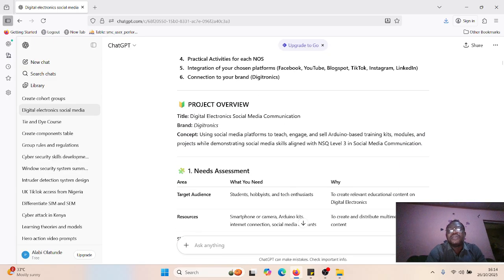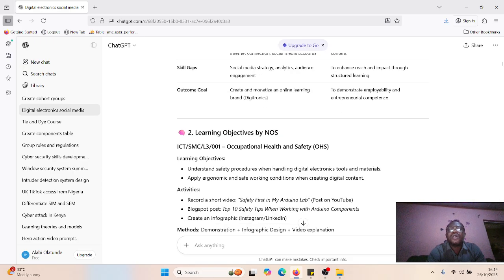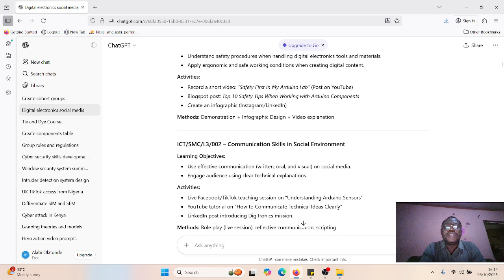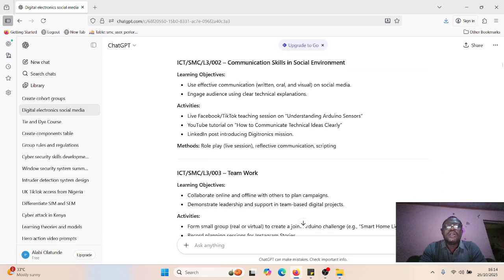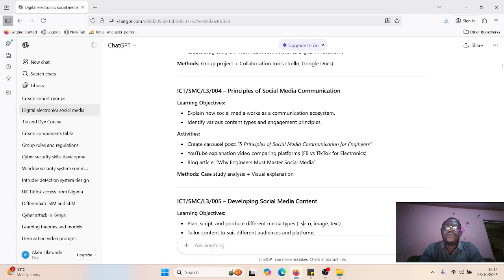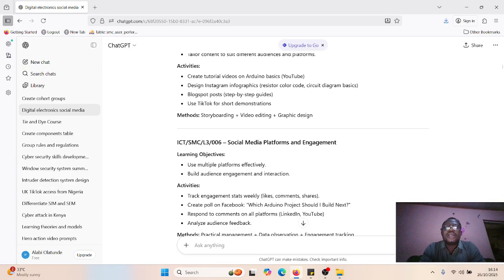Now, ChatGPT broke it down for me. These are the names of my assessment: target audience, resources, key gap. They are the outcome goal, based on my learning, and it was able to spell out my learning objective according to what I have in the NOS. You see, from the LMS, Unit 1 is Health and Safety, Communication Skill, Unit 3 is teamwork, Unit 4 is Principle of Social Media, Unit 5 is Developing Social Media Content, Unit 6 is Social Media Platform.